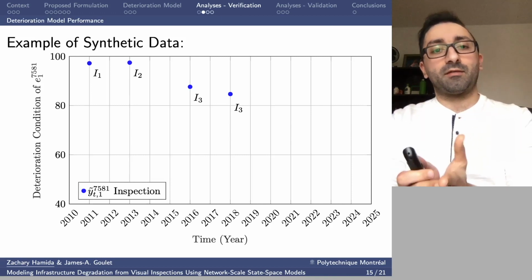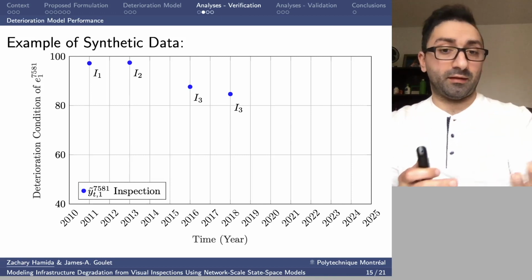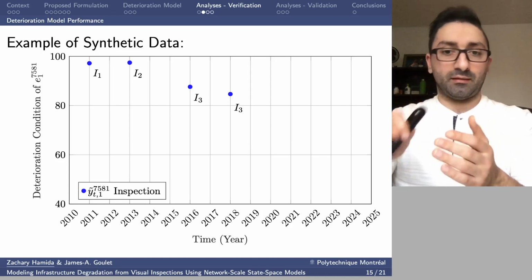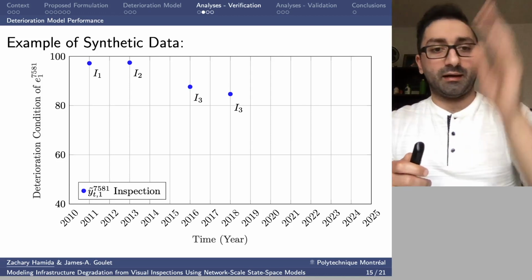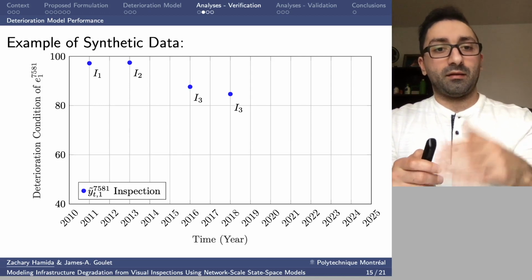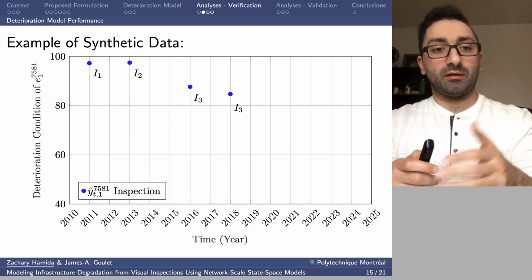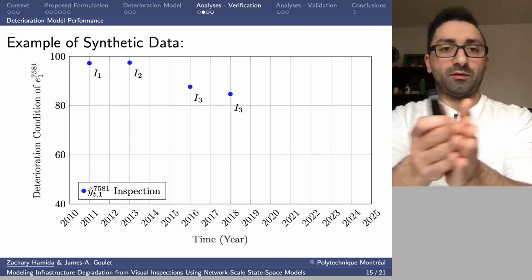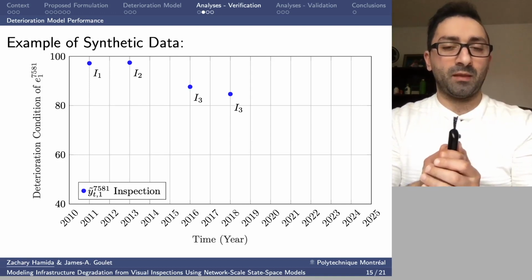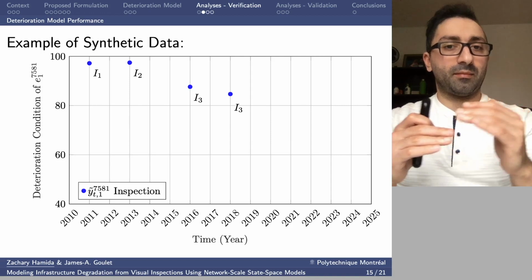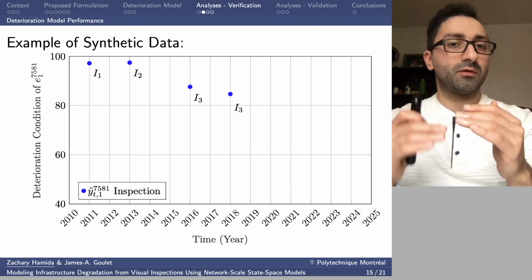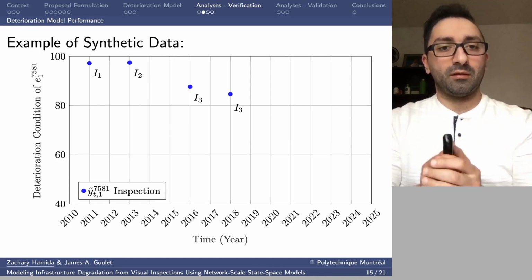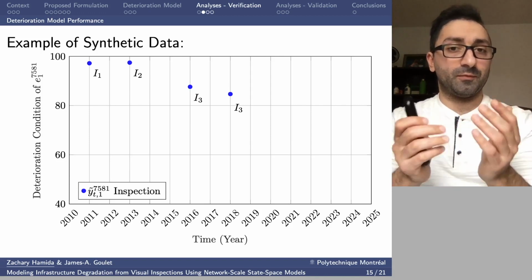So, if we examine one structural element of the synthetic data, on the x-axis we have the timeline on a yearly scale. On the y-axis, we have the health condition or the deterioration condition of a structural element. And we have these inspection data represented by the blue points. Now here, there appear to be two opinions about the health state, or the deterioration state, of the structural element.